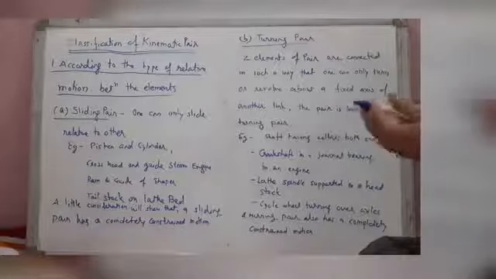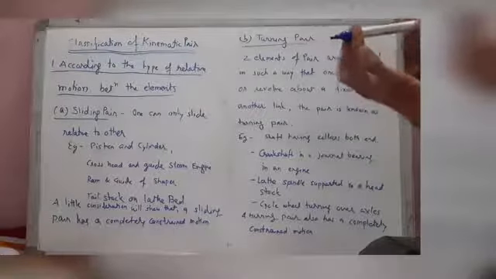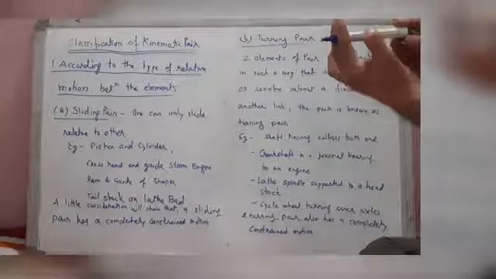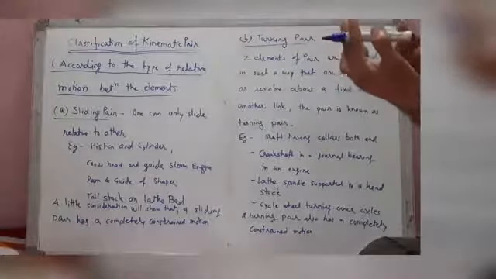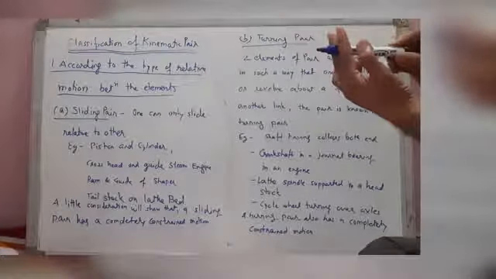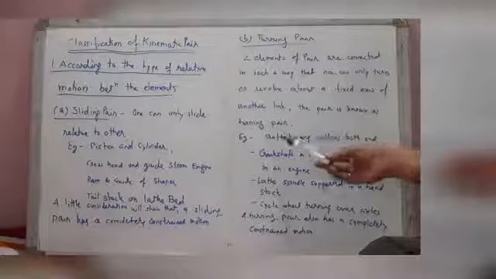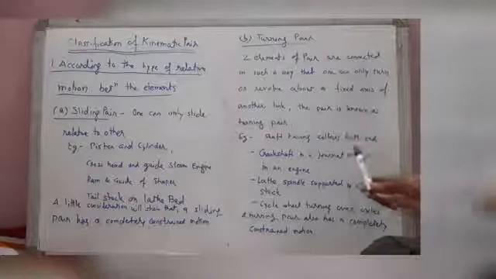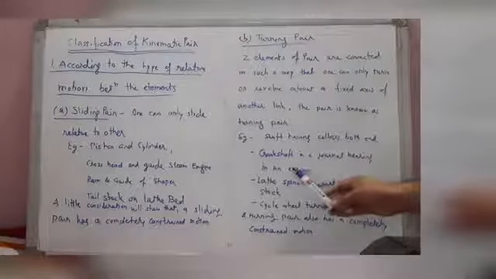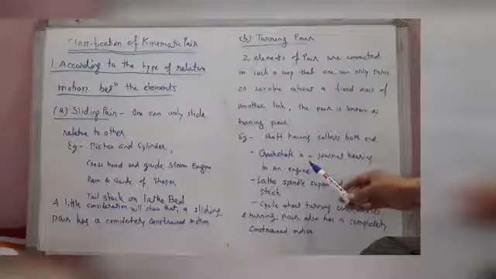Shaft having collar at both ends. This example I have shown you earlier. Two collars are provided in the shaft, so this cannot be inserted, and only turning is allowed here. The shaft having collars at both the ends. Then a crankshaft in a general bearing in an engine.